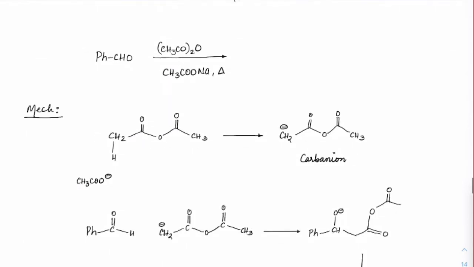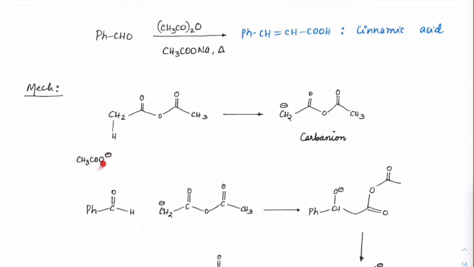Basically, if we take benzaldehyde and react it with acetic anhydride, we have to take a salt of the same kind, like CH3COO minus, just to avoid any other byproducts. The product we get here is Ph-CH=CH-COOH, which is cinnamic acid. Let's see the mechanism, how it operates.